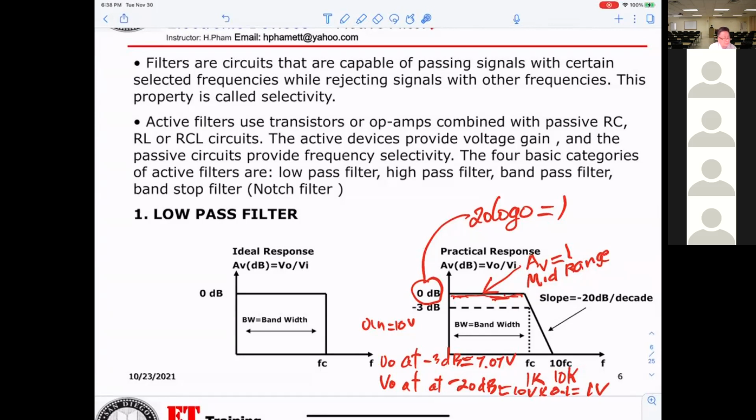If you can understand quickly, in a few more years, you can be an engineer, I guarantee. Okay, so they can ask for VL at minus 40 dB, or VL at minus 60 dB, and we have to know how to do the calculation.